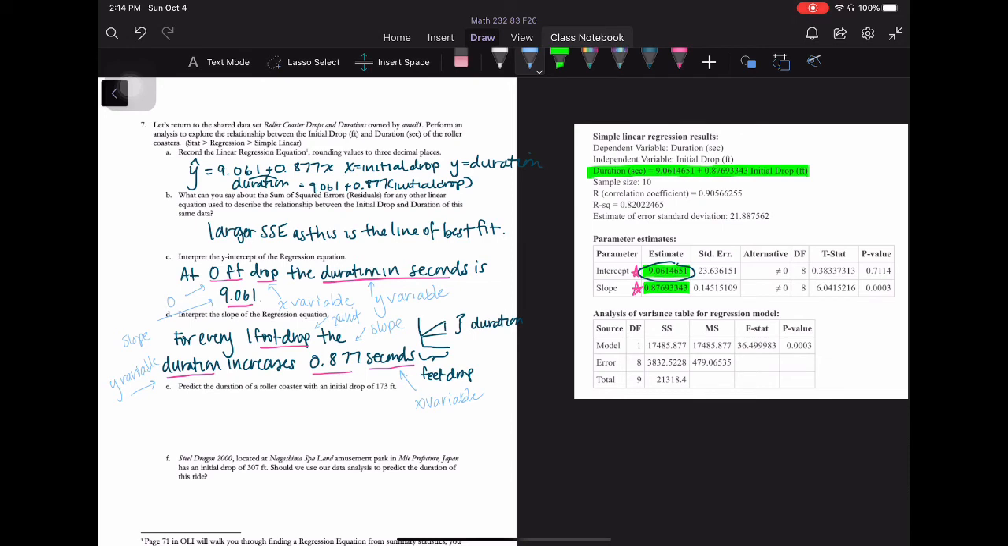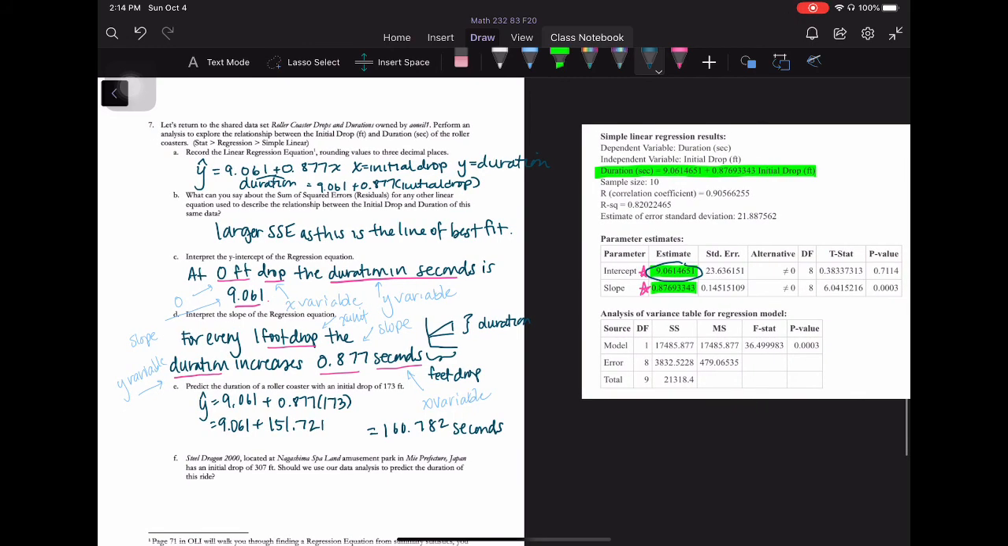Predict the duration of a roller coaster with an initial drop of 173 feet. So we use our regression equation where we're talking about our prediction is going to be 9.061 plus 0.877 times 173. That equals 9.061 plus 151.721, which gives us 160.782 seconds.